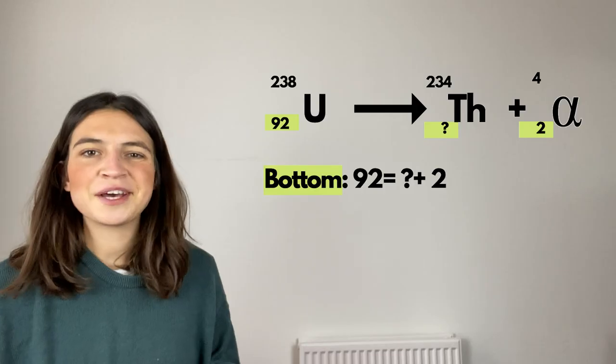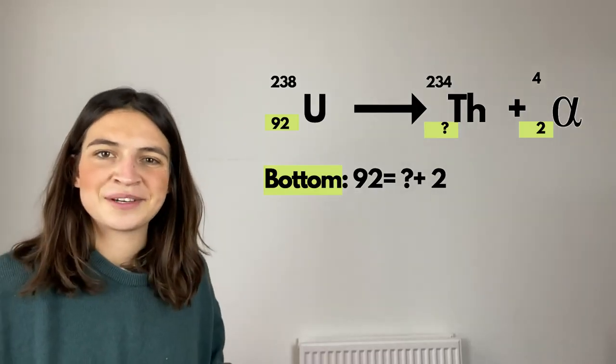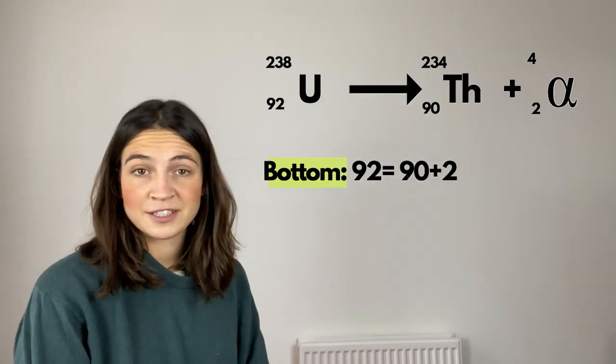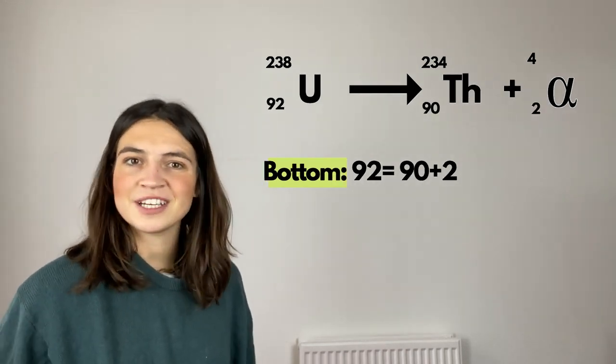Okay, then you do the exact same thing, but with the bottom line. So my bottom line reads 92 equals something plus 2. Okay, therefore my number to fill in the blank must be 90. Right, that was an example of an alpha decay.